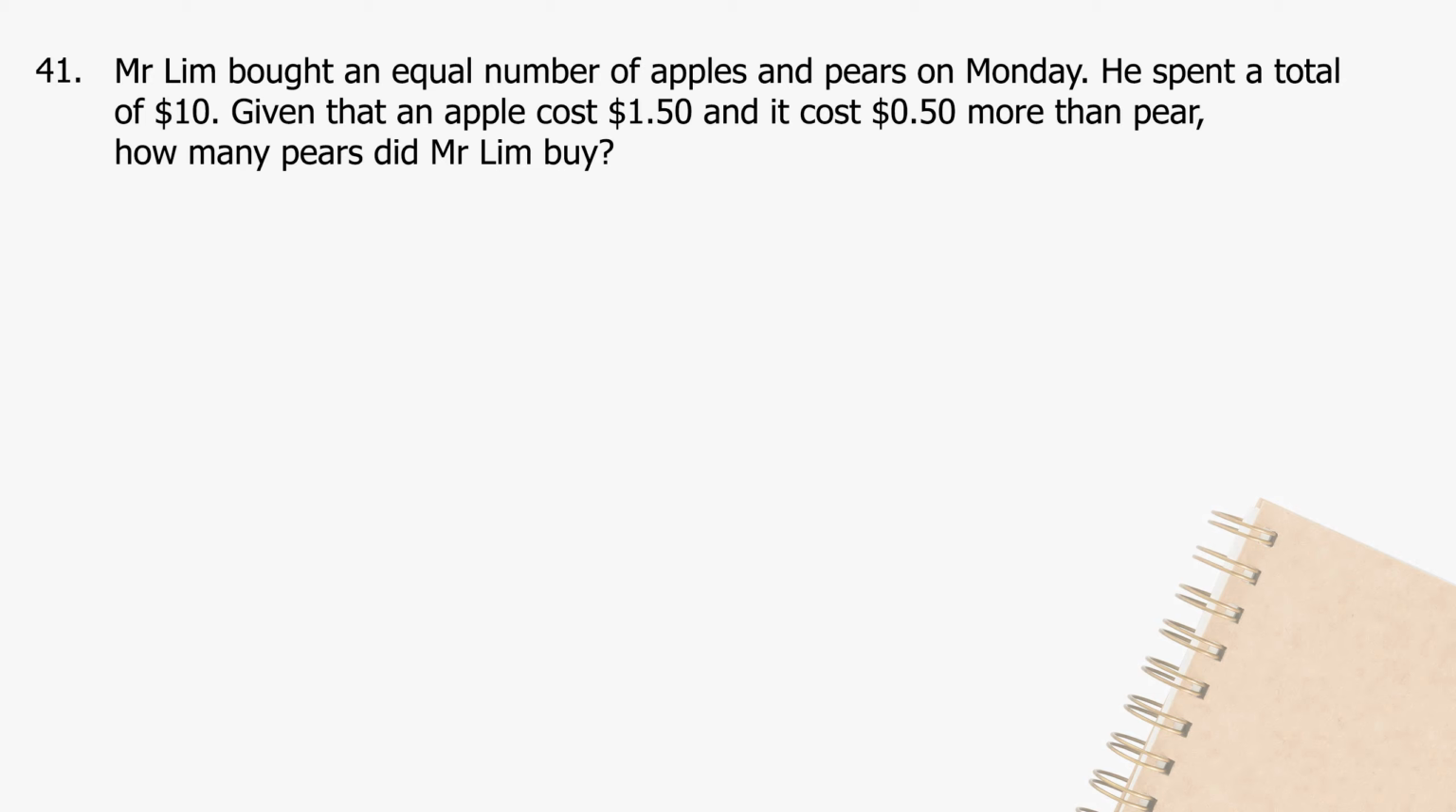Question 41. Mr. Lim bought an equal number of apples and pears on Monday. He spent a total of $10. Given that an apple cost $1.50 and it cost 50 cents more than pear, how many pears did Mr. Lim buy?